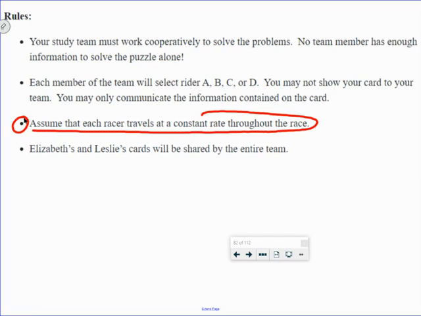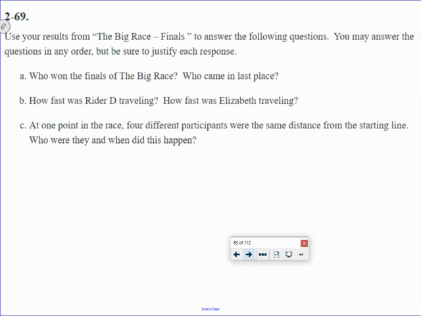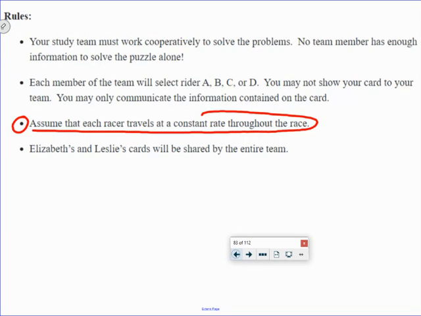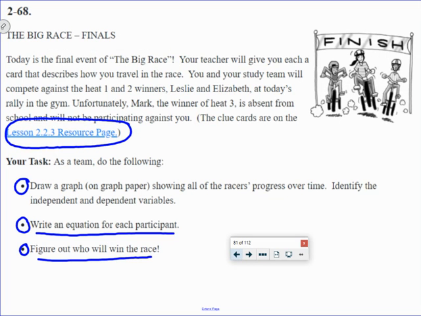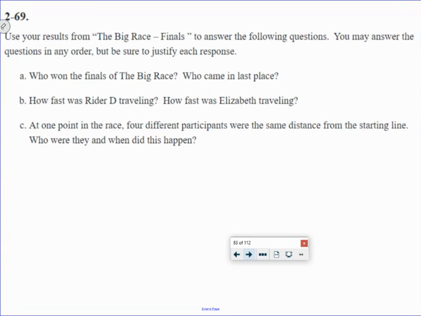So you are going to pick rider A, B, C, or D immediately and just send me a private comment on that. You will have all of Monday to answer problem 2-68, which is this race right here, and then problem 2-69, which has results from the big race finals to answer the following questions. You may answer the questions in any order, but be sure you justify each response.